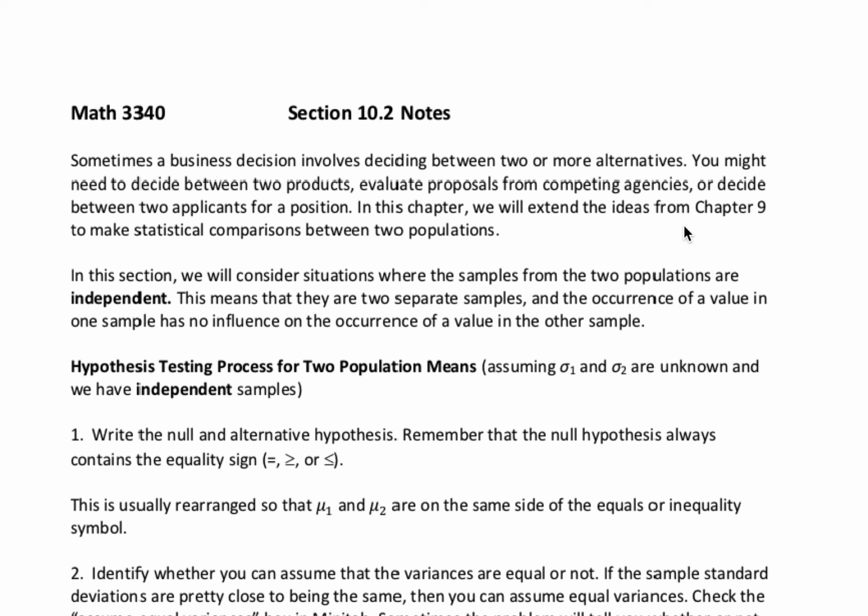populations. So in this section, we are going to consider situations where the samples from the two populations are independent. So we have two separate groups that we are taking samples from. Later, we're going to consider situations where they're not independent. So the key idea here again is that they are two separate samples. And the occurrence of a value in one sample has no influence on the occurrence of a value in the other sample. So we're going to be doing this process assuming that our standard deviations here are unknown and that we have independent samples.